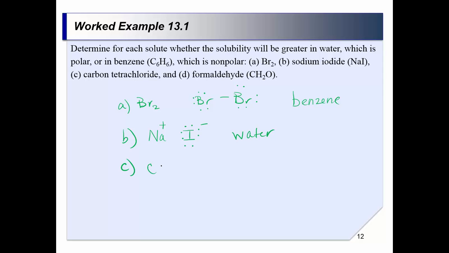For C, we have carbon tetrachloride. Carbon tetrachloride looks something like this, and I'm going to leave off the extra electrons here. Now I'm going to put this on a wedge. That means this one needs to be on a dash because that indicates this is coming out towards me and this one is going behind. This is a nonpolar molecule, therefore it will be more soluble in benzene than in water. And D, we have formaldehyde. Formaldehyde looks like this. It is a polar molecule, therefore it is more soluble in water.